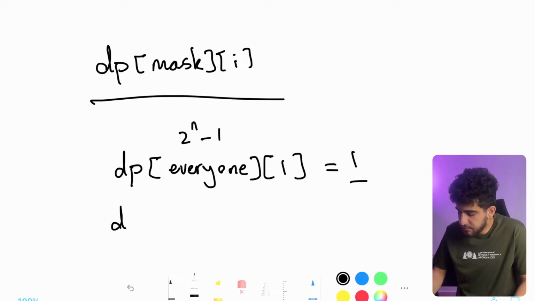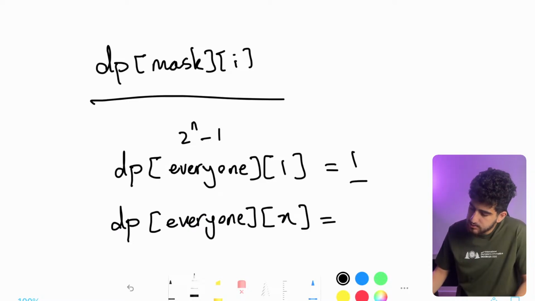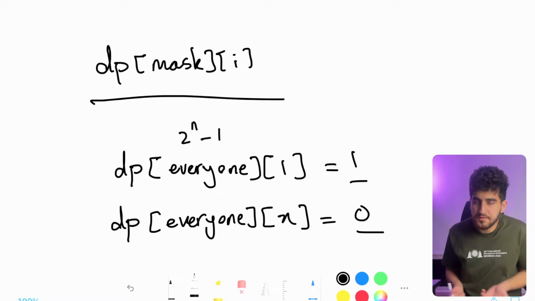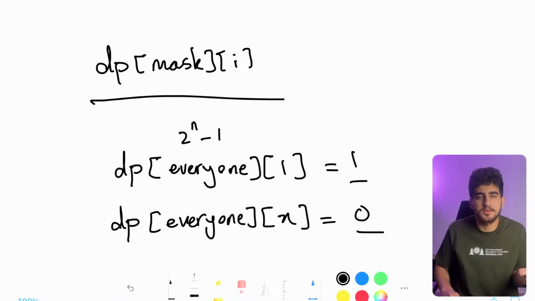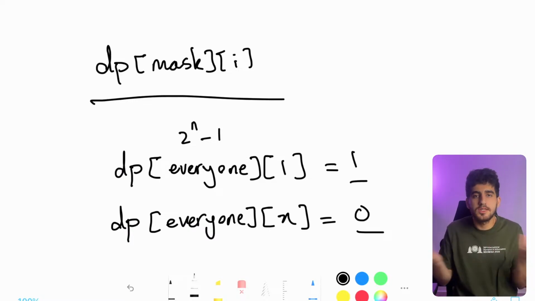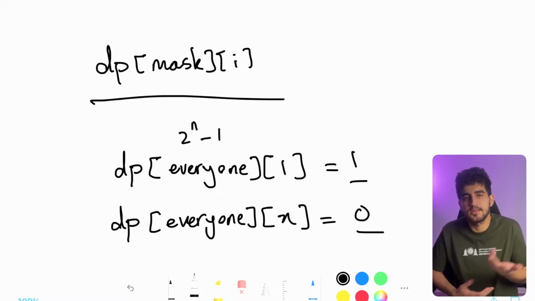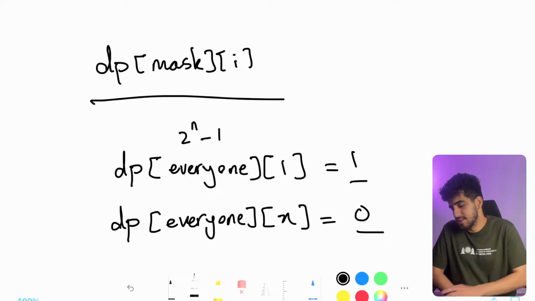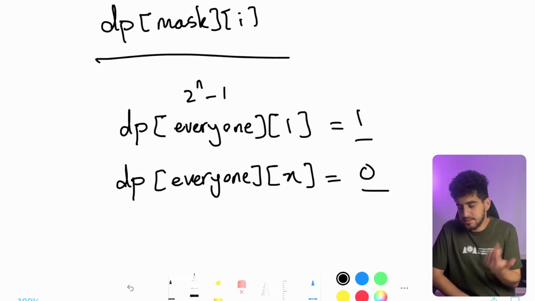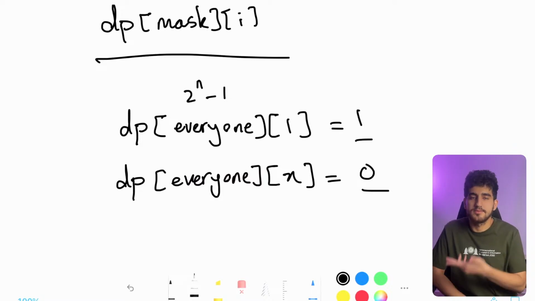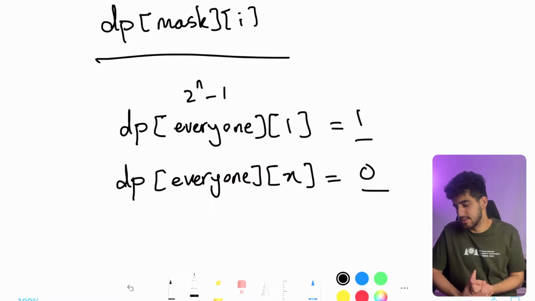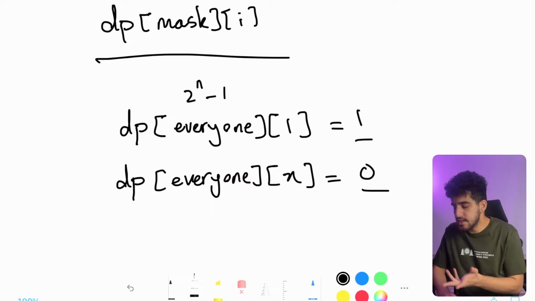And DP of everyone and anything else, like x, is 0. Because it means that everyone has fought and person number 1 is not the person who has remained alive. So what is the probability that person number 1 will end up alive now? 0, because he's dead. So DP of everyone and 1 is 1 because he has won the game. DP of everyone and anything else is 0 because he has died, so there's no possibility that he will win. So this is our base case.